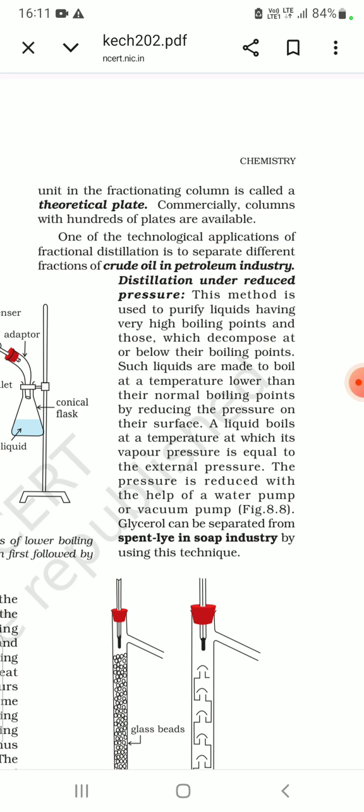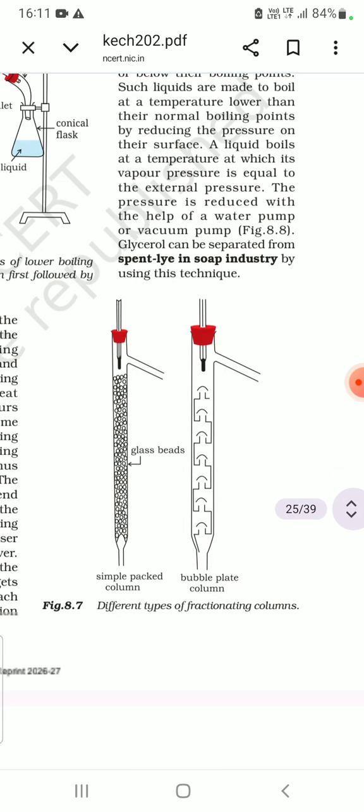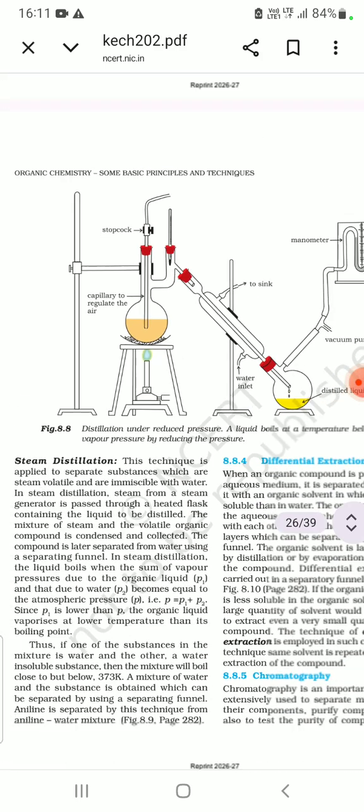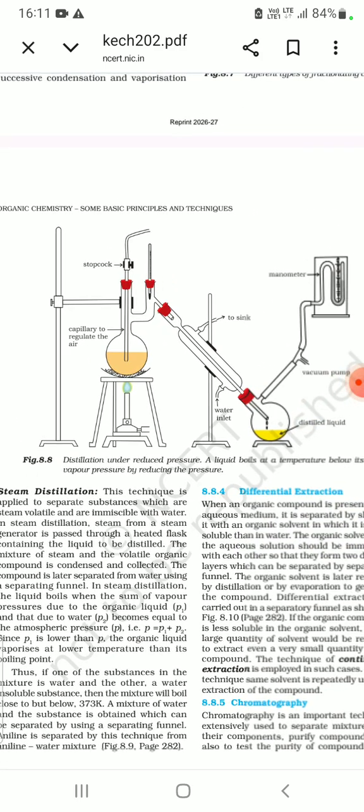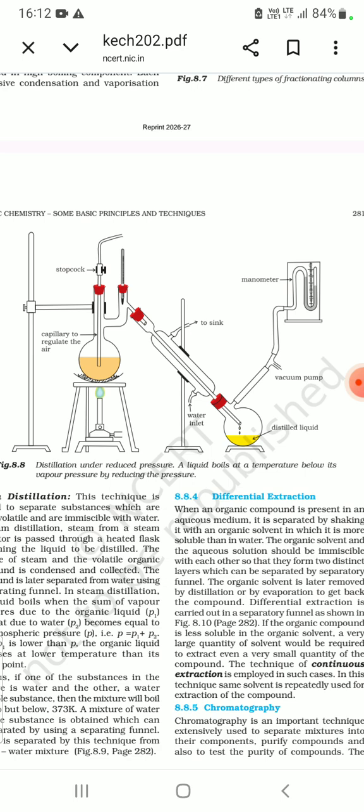An example of distillation under reduced pressure is glycerol from spent lye. A liquid boils at the temperature at which vapor pressure is equal to the external pressure. Glycerol can be separated from the spent lye in the soap industry by using this technique. And here are given a simple packed column, a bubble plate column, and glass beads. A liquid boils at a temperature below its boiling point by reducing the pressure.